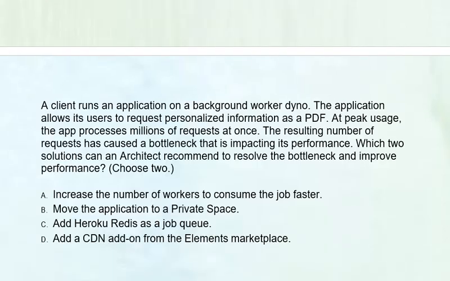Option A. Increase the number of workers to consume the jobs faster. Option B. Move the application to a private space. Option C. Add Heroku Redis as a job queue. Option D. Add a CDN add-on from the Elements marketplace. Correct answer is option A and option B.